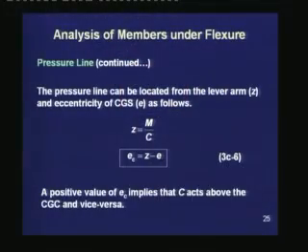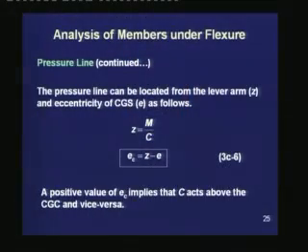The pressure line can be located from the lever arm and eccentricity of CGS as follows. The lever arm is given as the moment divided by the compressive force, that is the lever arm between the tension in the prestressing tendon and compression in the concrete. And then the location of the pressure line is given by the variable EC, or the eccentricity of the compression, which is equal to Z minus the eccentricity of the tendon, which is equal to E.